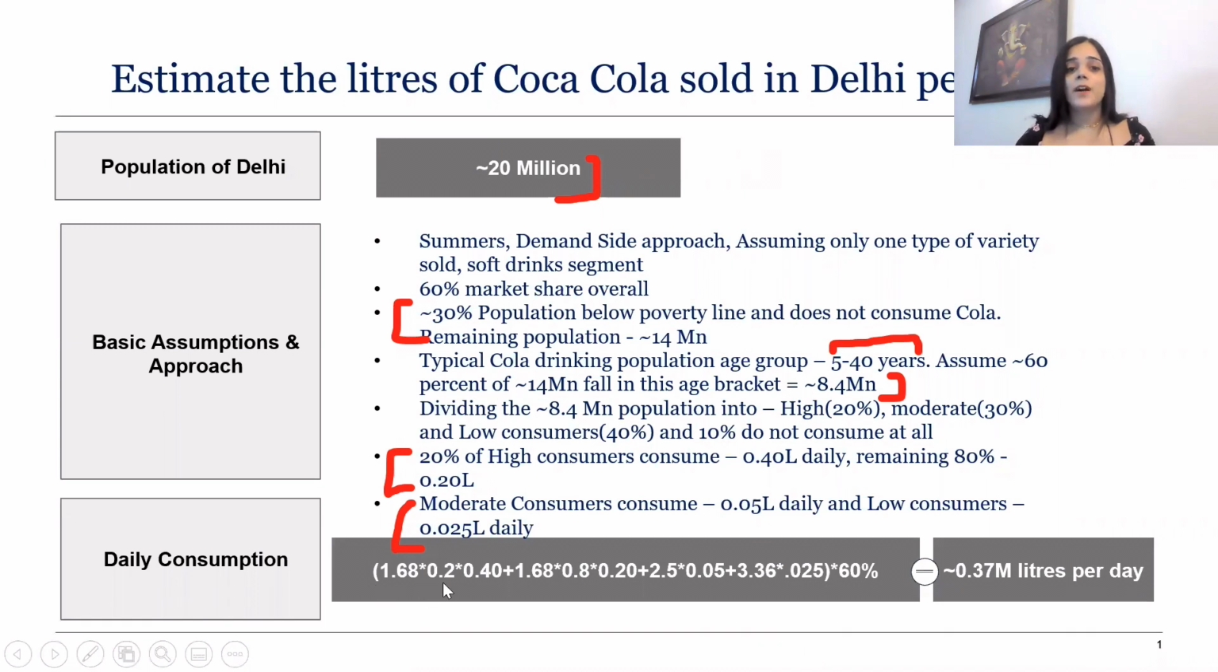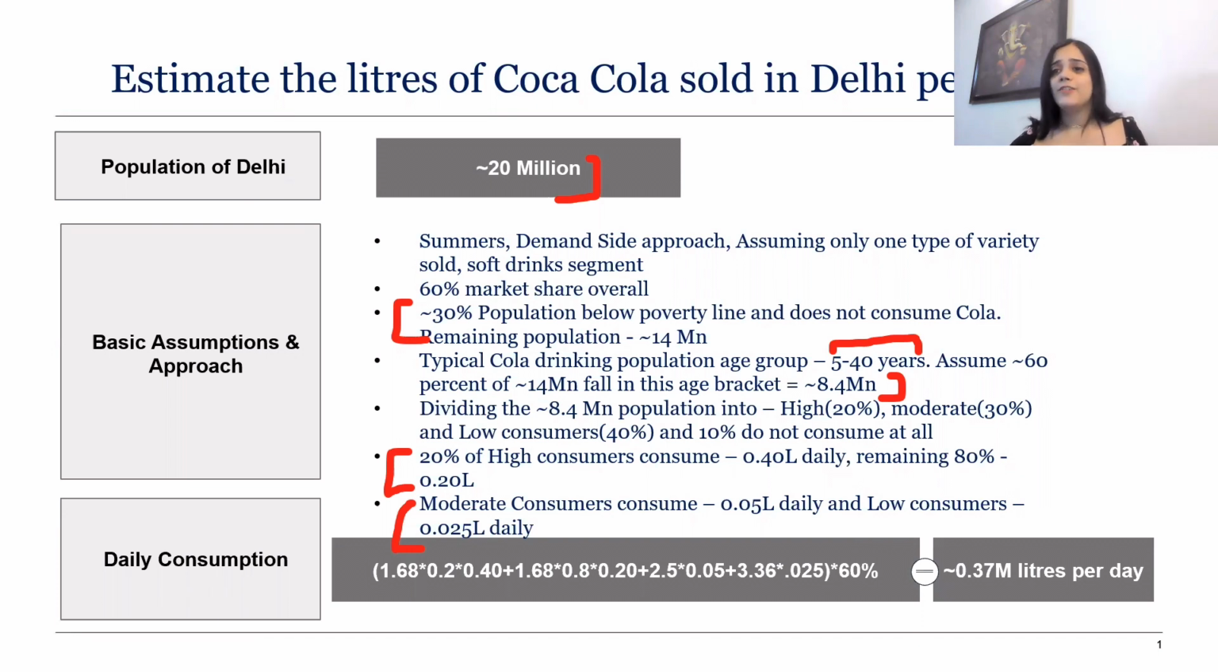Here you can see this 1.68 is around 20% are high consumers. Then 2.5 is moderate consumers that we have, and 3.36 are the low consumers that we have. Now, within this, I have just multiplied the 20% of high consumers with 0.40 liters. And similarly, I have done the rest of the calculation.